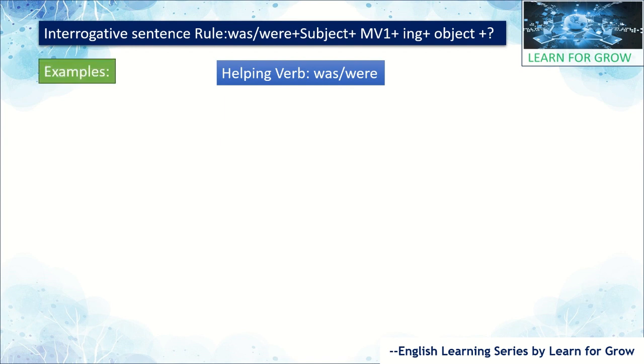Here also we are using helping verb was, were as before. Let's have an example. Was I studying for the exam? It's like that. See here, were they laughing at a joke?